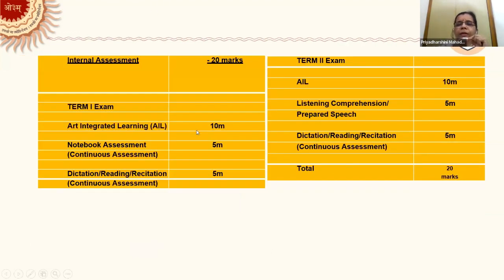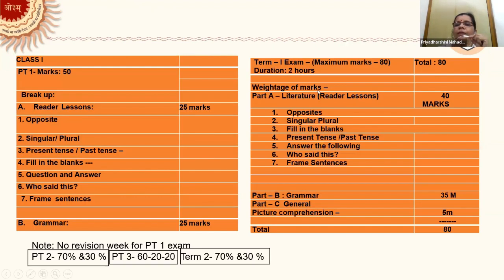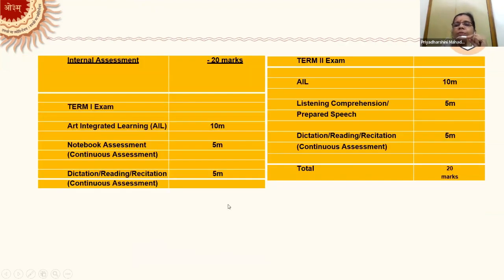When it comes to internal marks, see, internal assessment is to be conducted. If we go to the previous slide, you can see the term 1 is for 80 marks only that we are conducting. So 20 marks we should have for internal assessment also. So internal assessment is for 20 marks. So what are the activities that we can give?